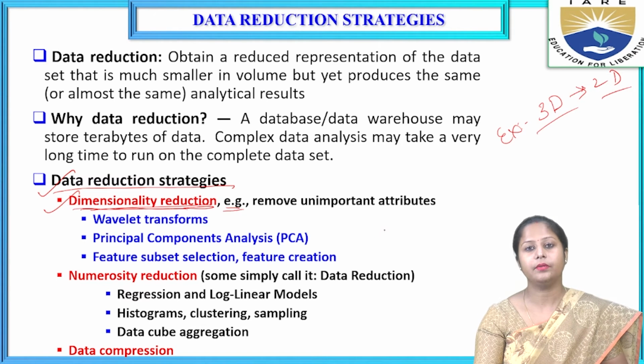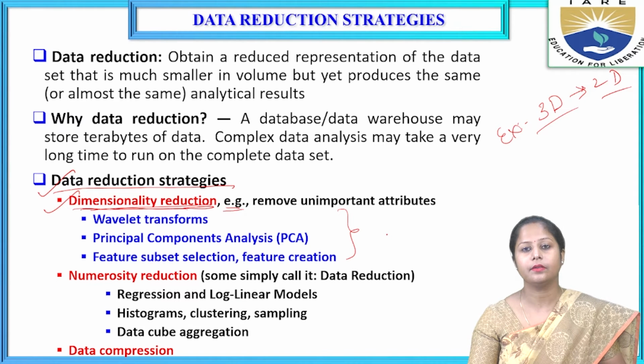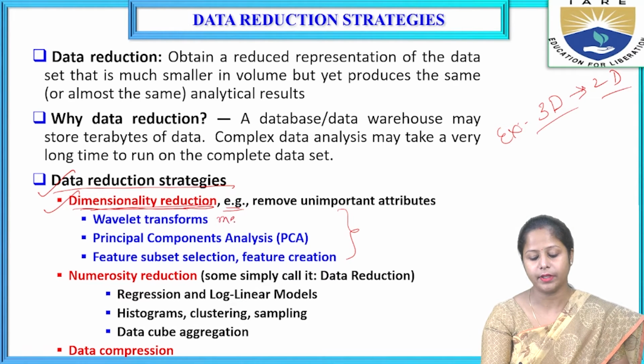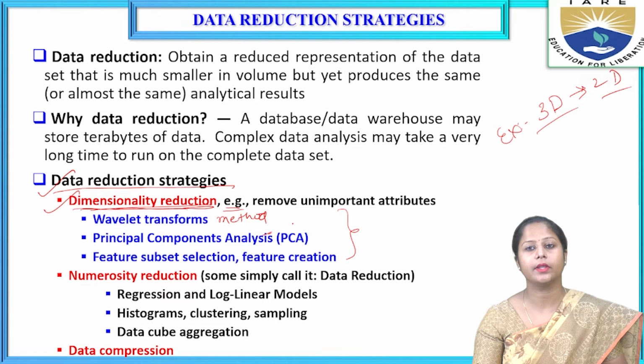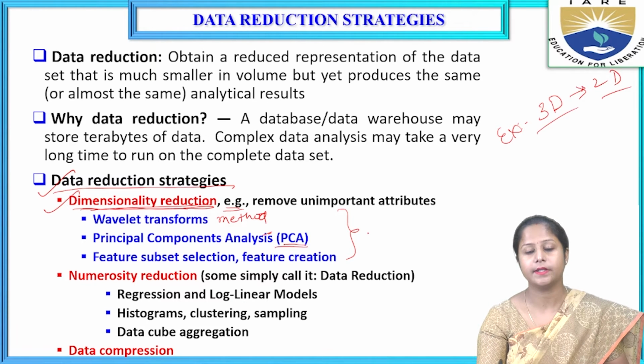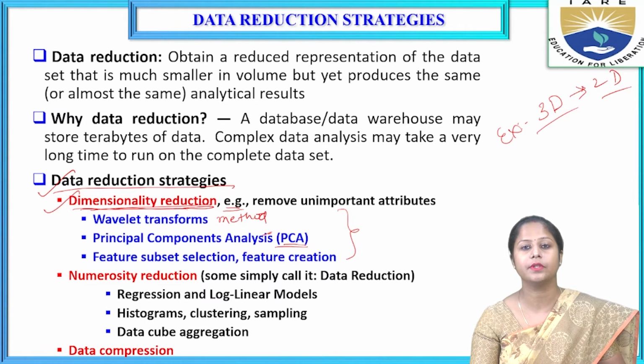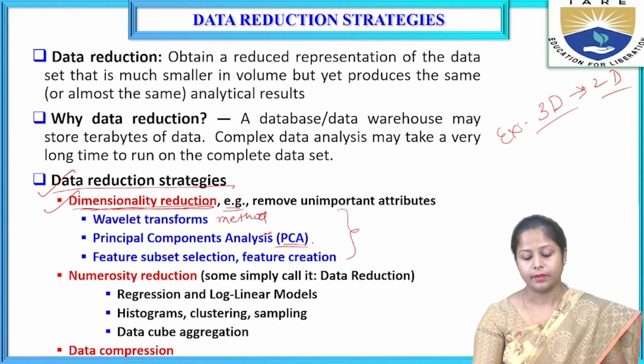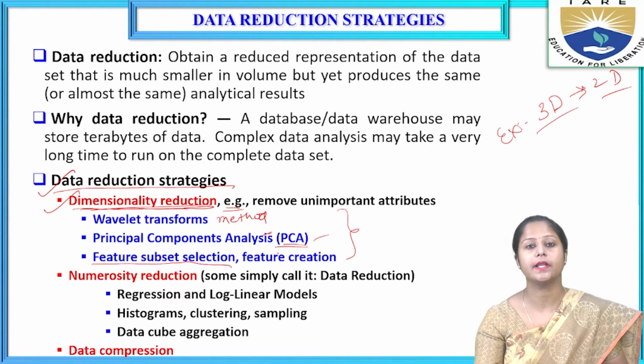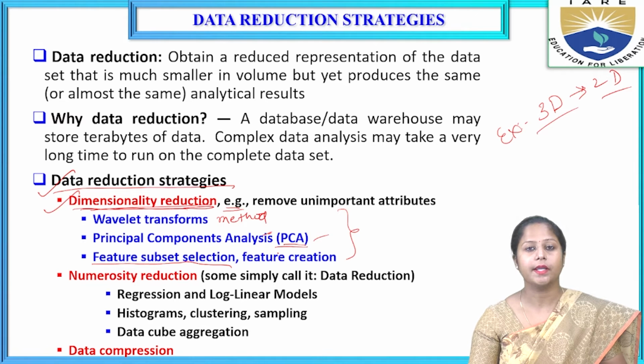We have some methods for that. We have the wavelet transform method. We have principal component analysis, which is another method to reduce the dimensionality. The third method is feature subset selection and feature creation. That is also a method to reduce the dimensionality of the data.